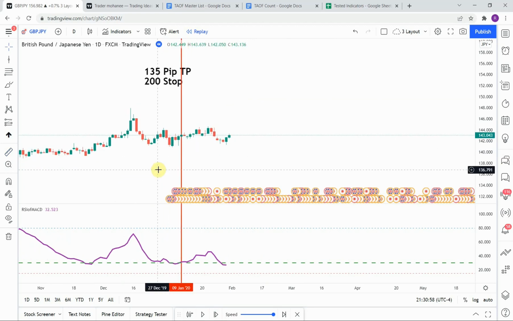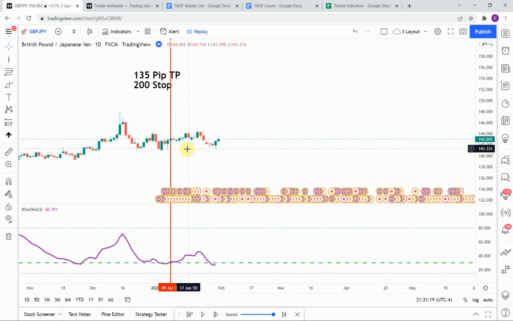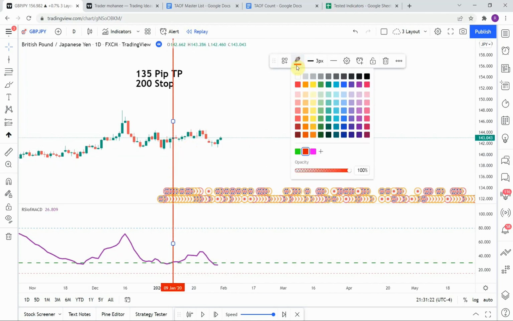All right, so the first long signal that we get is this one right here. You can see that we get the dip down below the green dash line there for just a moment, and then it crosses back up right here, and we get this little push to the upside here, and it is just enough to get us to the take profit. Let's go ahead and continue on.